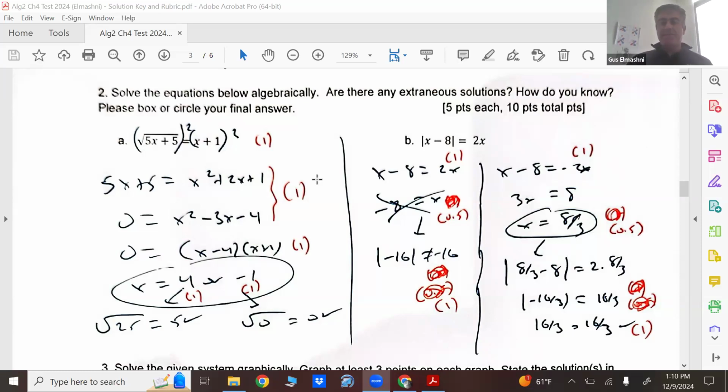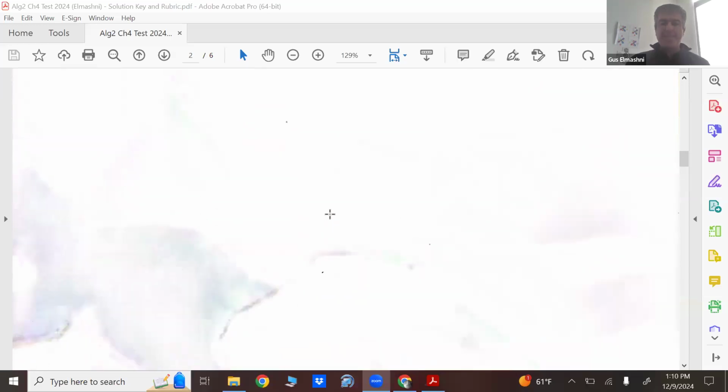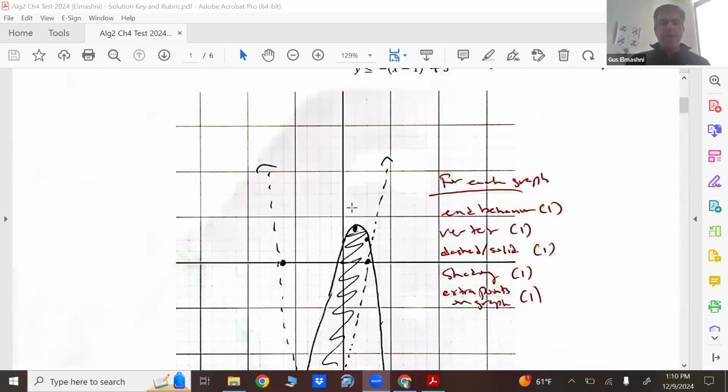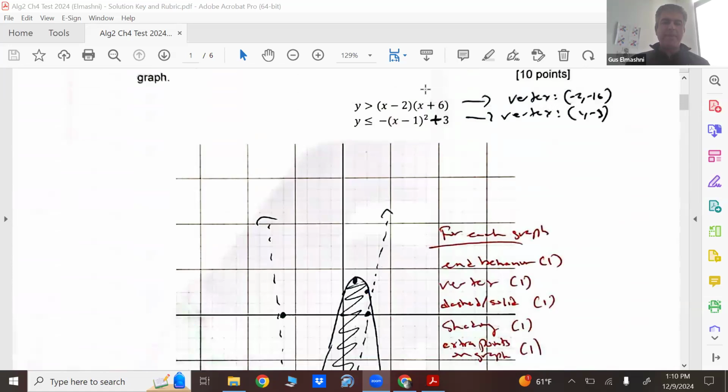But let's talk about the mistakes, because I'm still seeing some big-time algebra errors. But I think what may have happened, to be honest, I don't think it's the algebra. I think some of you ran out of time, or some of you spent too long on certain questions. I'm going to talk about that in a moment.